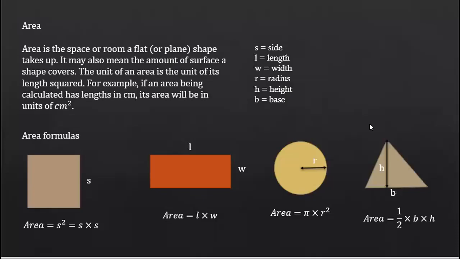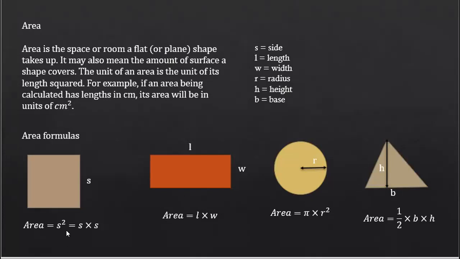Welcome back, class. What we are going to learn now is to calculate the area of a square, a rectangle, a triangle, and a circle. The area is the space or room a flat or plane shape takes up. It may also mean the amount of surface a shape covers. For example, if an area being calculated has lengths in centimeters, it will be in units of centimeters squared.